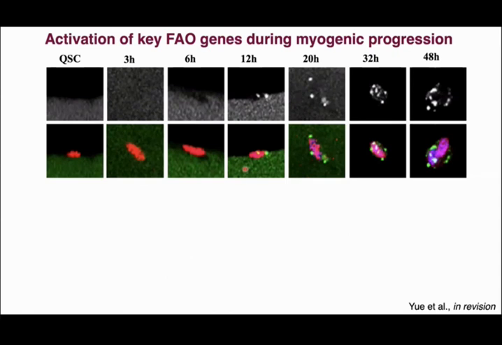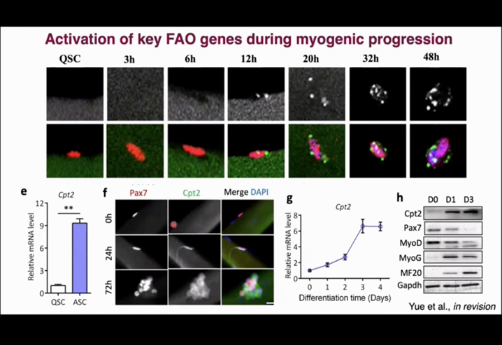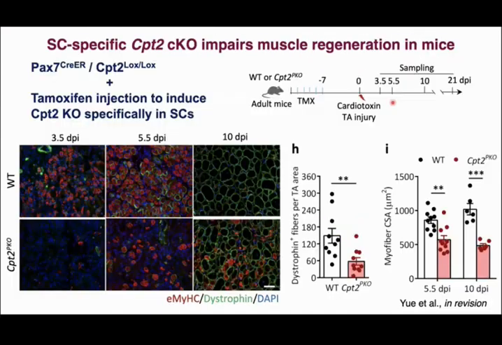Just to remind you, the lipid droplets increase during cell differentiation. And we can see the CPT2 expression also increases during this same timeline. You can see the transcript and the protein level of CPT2 both increase along this, suggesting there's a good correlation between CPT2 and the lipid droplets. So we developed a mouse model to specifically knock out CPT2 in the satellite cells. This is the design. We injected tamoxifen to knock this out in the satellite cells only.